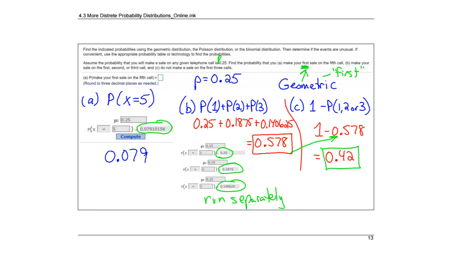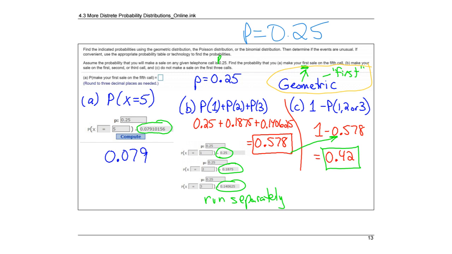Okay, so the trick is figuring out which one it is. And it's even saying, find the indicated probabilities using the geometric distribution, the Poisson distribution, or the binomial distribution. So this one says, assume the probability that you will make a sale on any given telephone call is 0.25. Okay, so I know that that's P, 0.25. Find the probability that you make your first sale on the 5th call. All right, so as soon as I see that word first, I know that I have a geometric. So I know that I'm going to go to stat, calculators, geometric, number of trials.